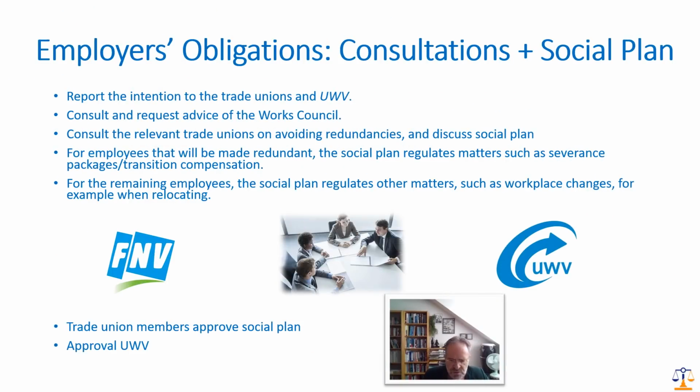And what you should do is you should consult the UWV, the Employees Insurance Institute. You should consult the trade unions, and you should make an agreement with the trade unions on how you're going to dismiss and help the people and what you will offer them. That is what you have to write down in a social plan. And if the trade unions accept the social plan, the UWV will give you, generally speaking, permission to terminate the over 20 employment contracts.